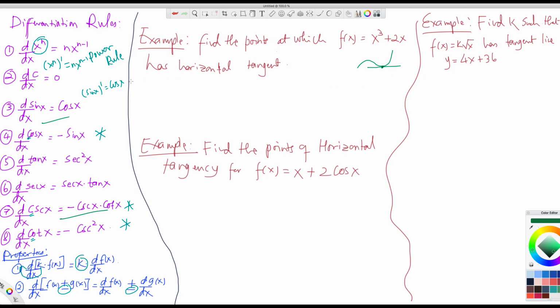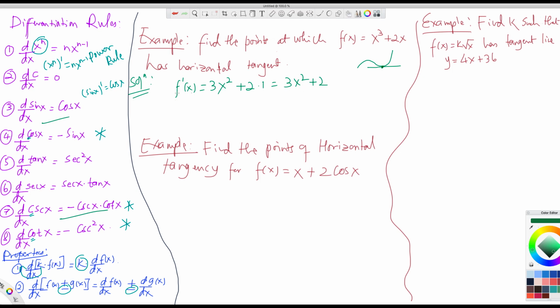Okay? So to do that, what we do here is find out f prime of x. What is f prime of x? Find the derivative of x cubed. x cubed is 3x to the 2, right? 3 minus 1, plus 2 times the derivative of x, which is 1, right? So it is basically 3x squared plus 2. So you tell me the values of x that make this 0.